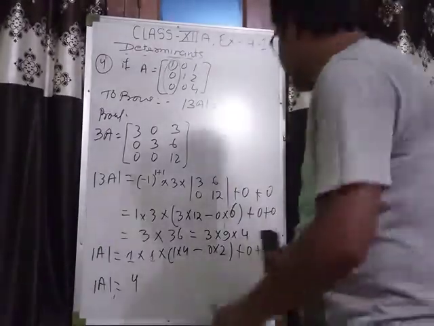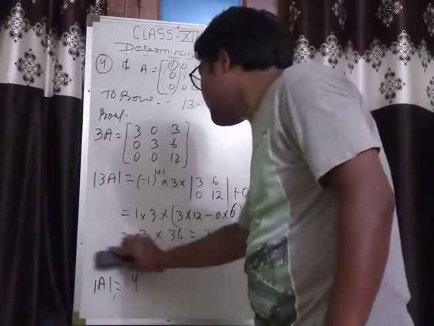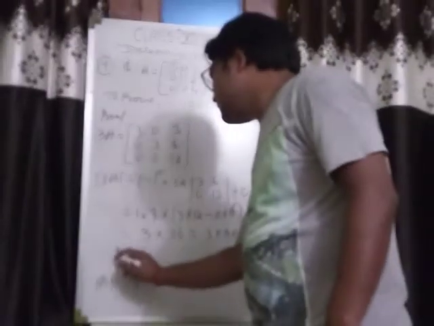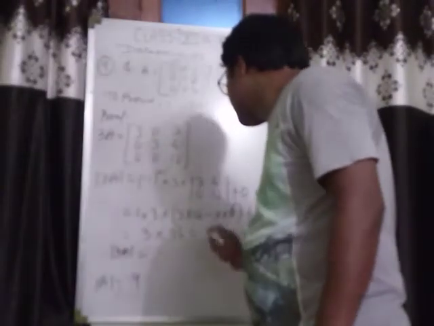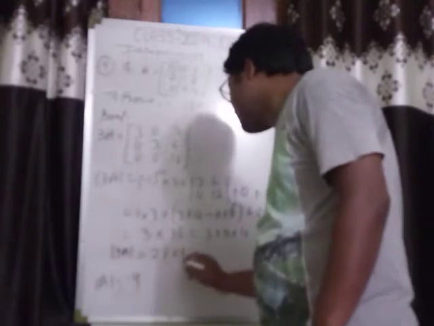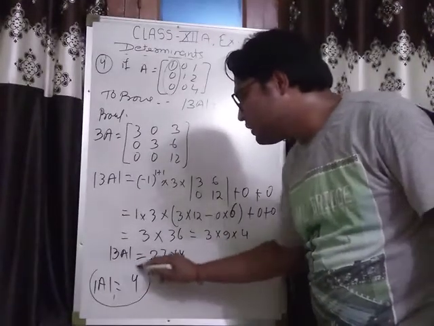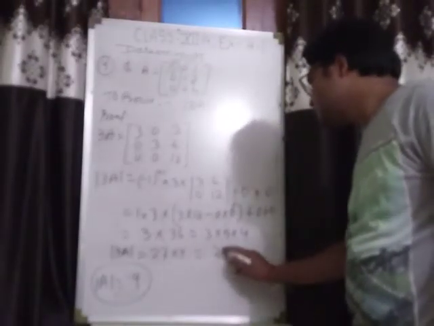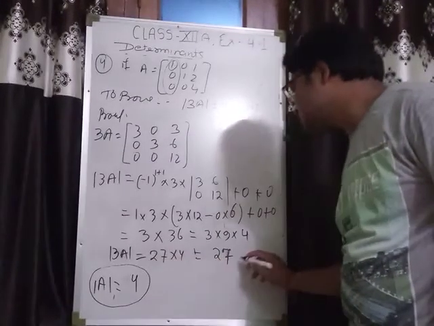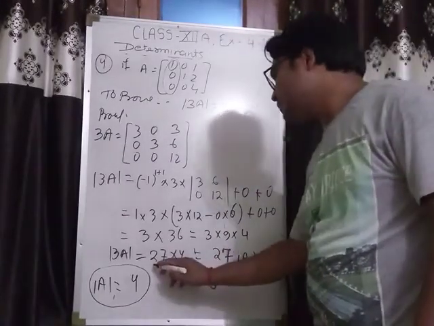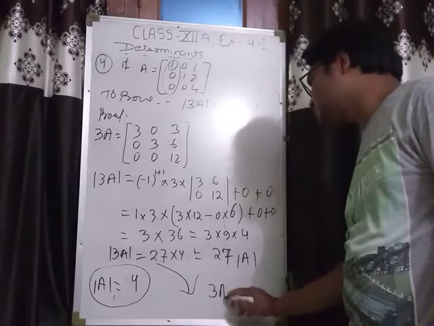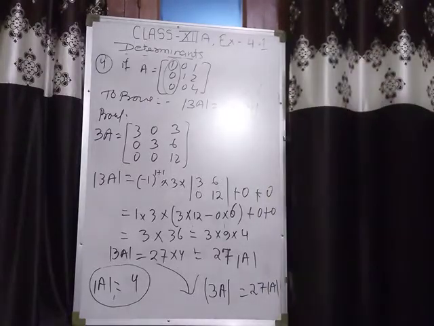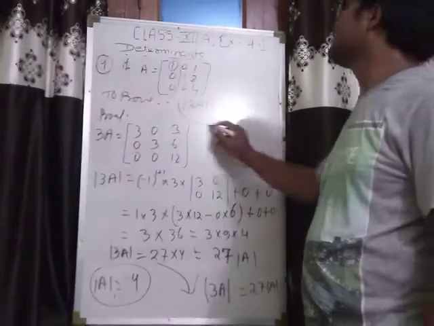So you can see what we have, that is determinant of 3A is equal to 3 into 9, that is 27, into 4, and you can see what is the determinant of A, that is equal to 4, so it will be 27 into 4, and 4 is determinant of A. So what we have from here, that is determinant of 3A is equal to 27 times determinant of A. Got it? So that is the proof of this.